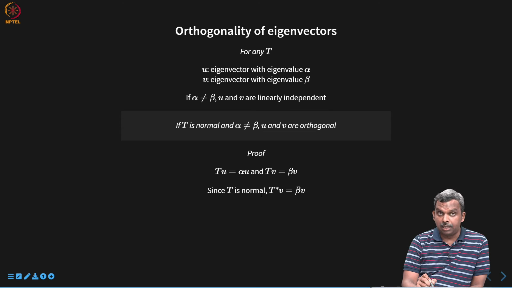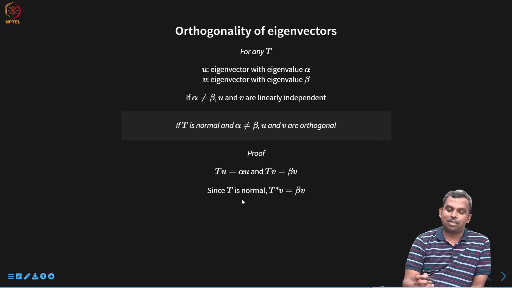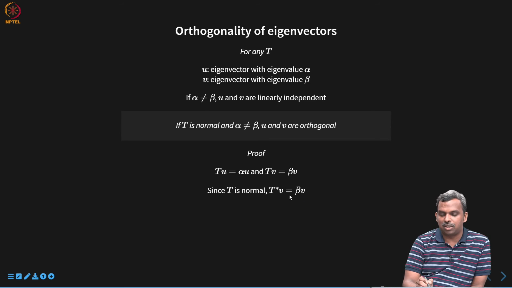Since T is normal, T star v is beta bar v. This is important. Of course, T star u is also alpha bar u, but in this case we are going to use the beta bar, so that's why we put it here. So T star v is beta bar v. If T is not normal, you can't say this. Of course, if T is self-adjoint, you can say more, but T normal is enough.